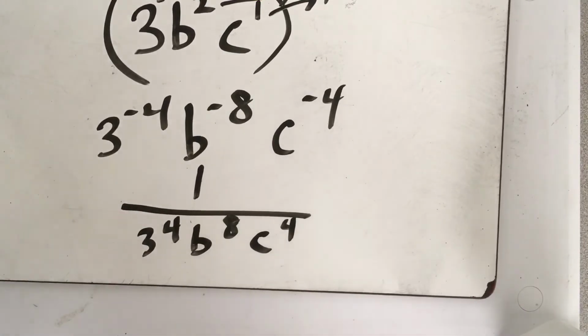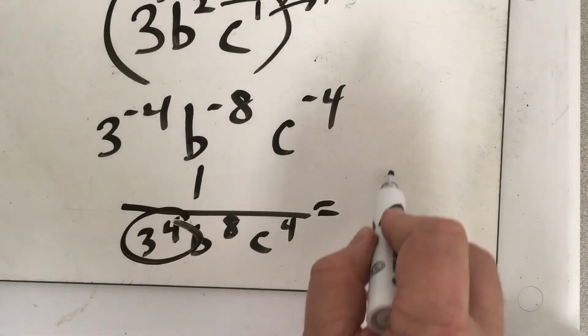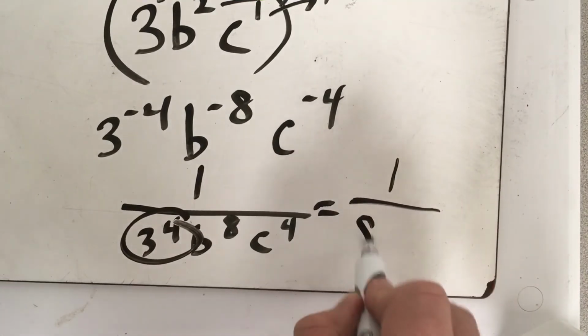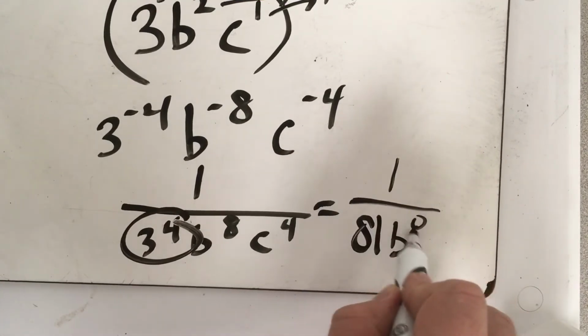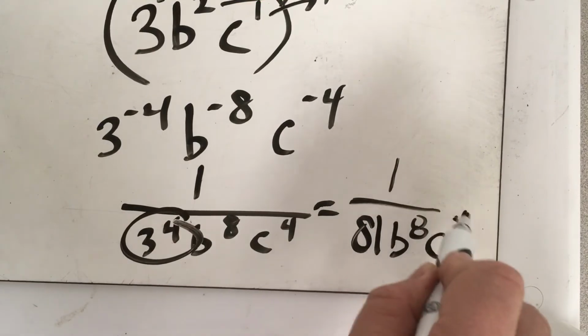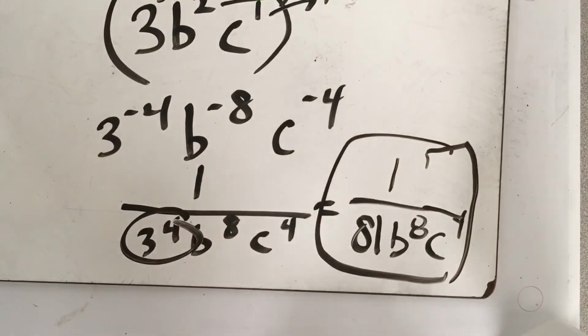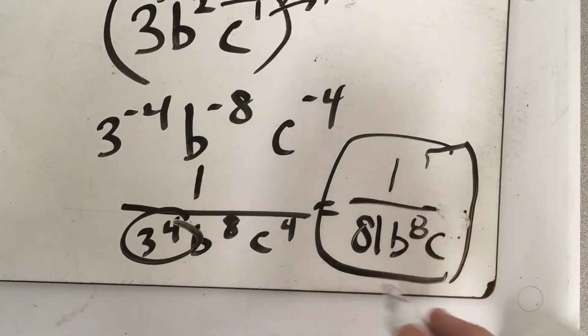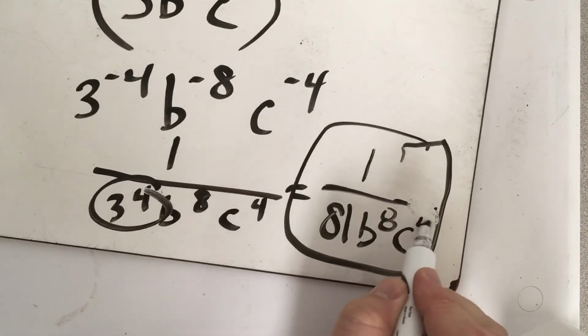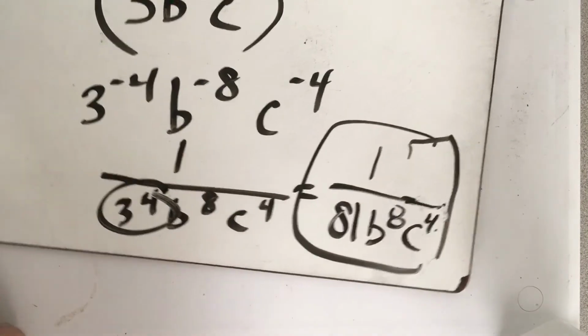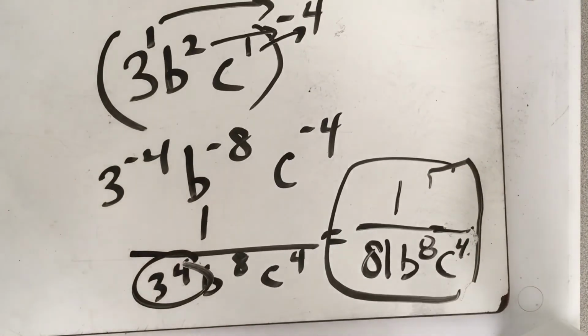And if you're a person that doesn't want to leave a number the way it is, anybody know what 3 to the 4th is? I do. It's 81. So this would be a perfectly acceptable answer, except that my writing's pretty bad. One over 81, b to the 8th, c to the 4th.